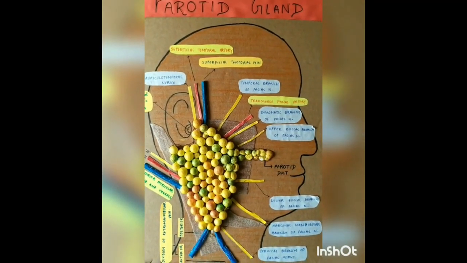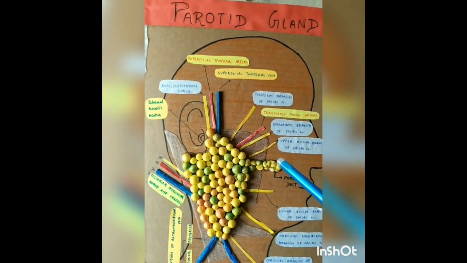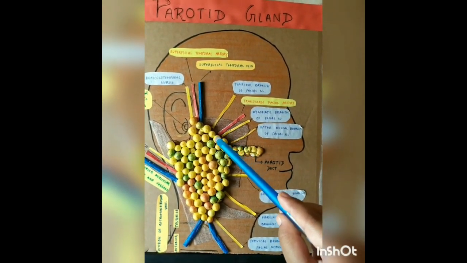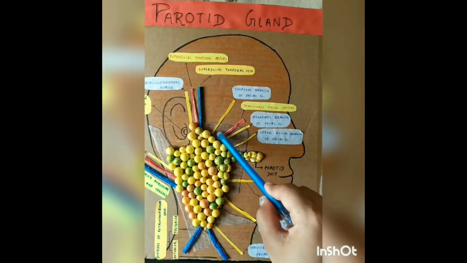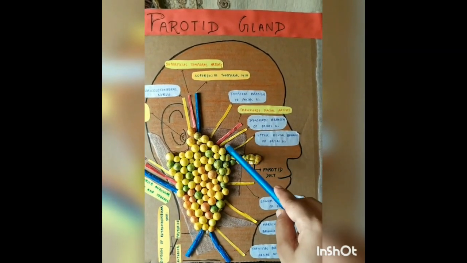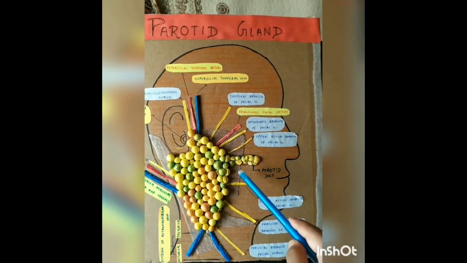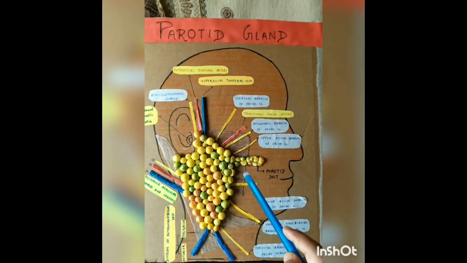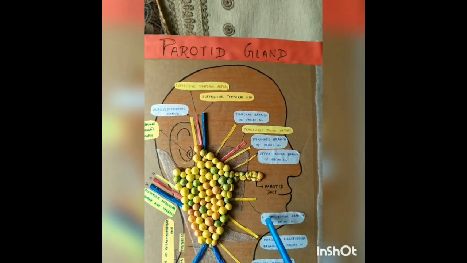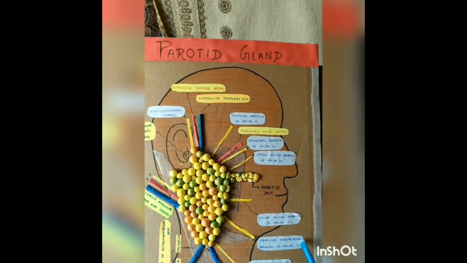So now the relations of the anterior border and posterior border. First, the anterior border is related to the temporal branch of the facial nerve, transverse facial artery, zygomatic branch of the facial nerve, upper buccal branch of the facial nerve, above the parotid duct, and below the parotid duct we have the lower buccal branch of the facial nerve and the marginal mandibular branch of the facial nerve.